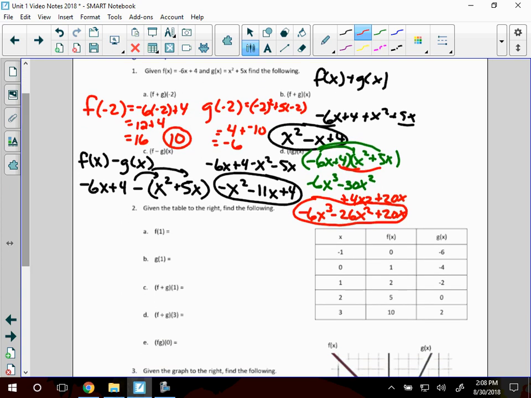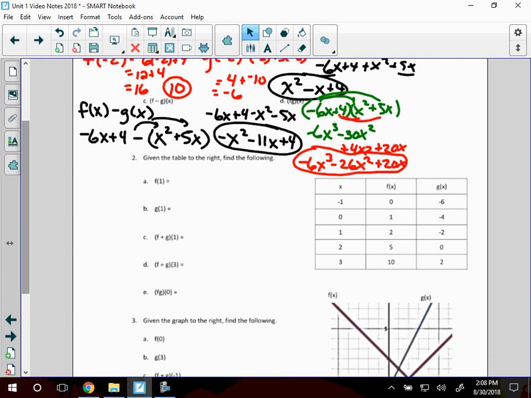Now we're going to look at evaluating functions from a table. So notice that I have 3 columns here. I have my x values here, and then f of x, and then g of x here in the last column. So if I'm finding f of 1, I'm looking at an x value of 1, because remember, usually x goes here. So at an x value of 1, what's the value of the f function? And that answer will be 2.